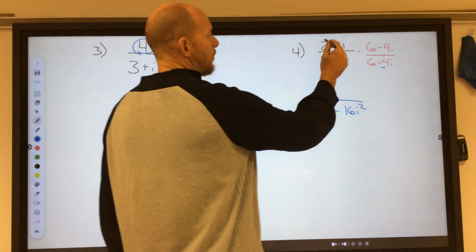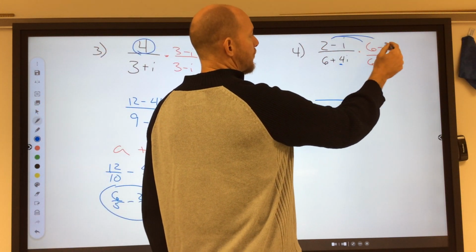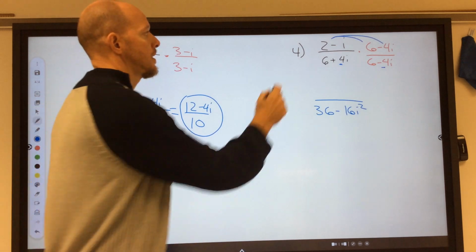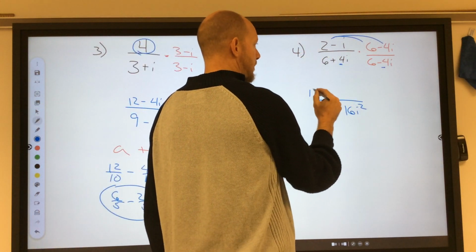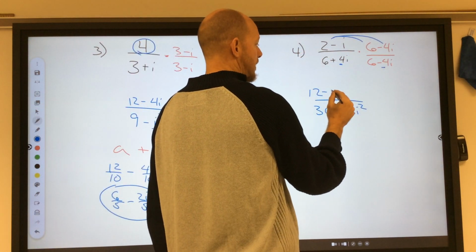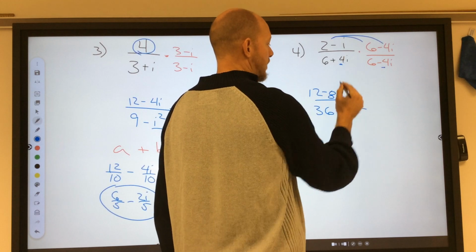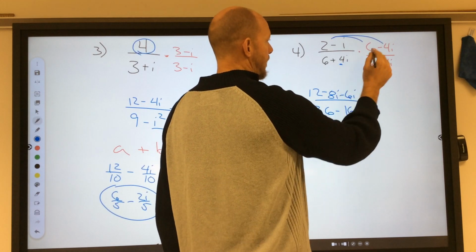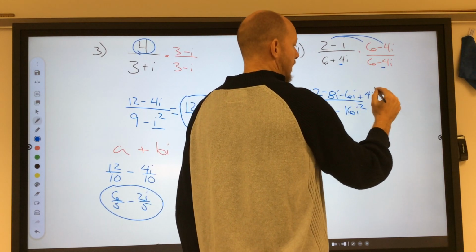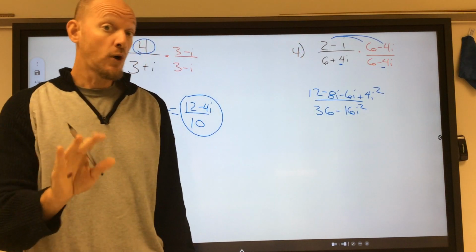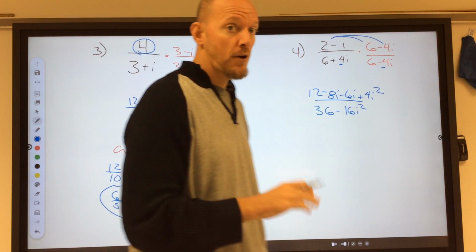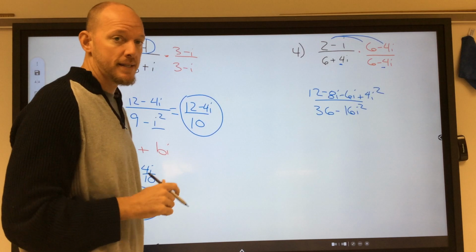Our numerator, well now we're going to go through that quote-unquote foiling or multiplying process. 2 times 6 is going to give me 12. 2 times negative 4i is negative 8i. This would give me negative 6i, and then this would be plus 4i squared. So at first it looks like we got a little bit of a mess going on, but we're going to attack each one, one at a time here.